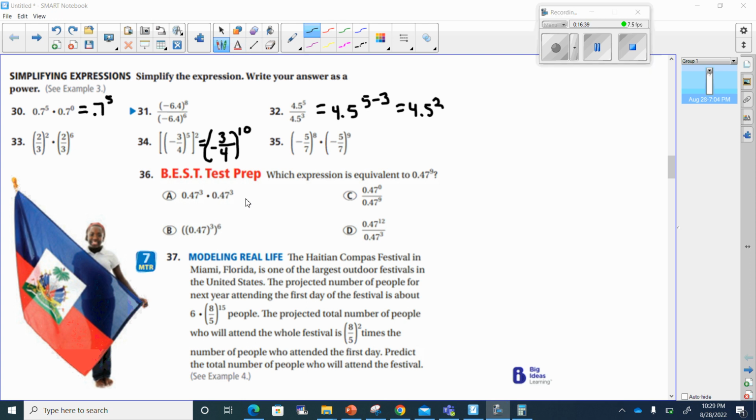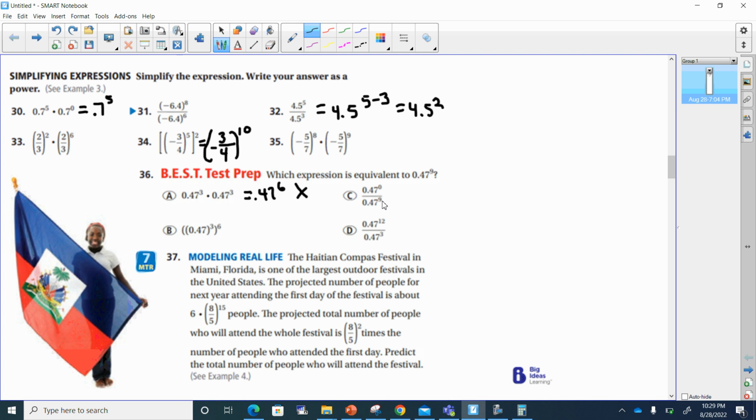This is going to be equal to 0.47 over 6. That's not going to work. This is going to be equal to 1 over 0.47 to the 9th. That's not this number up here. This one is going to be 0.47 to the 18th, because 3 times 6 is 18. That's not going to work. I hope there's an answer here.